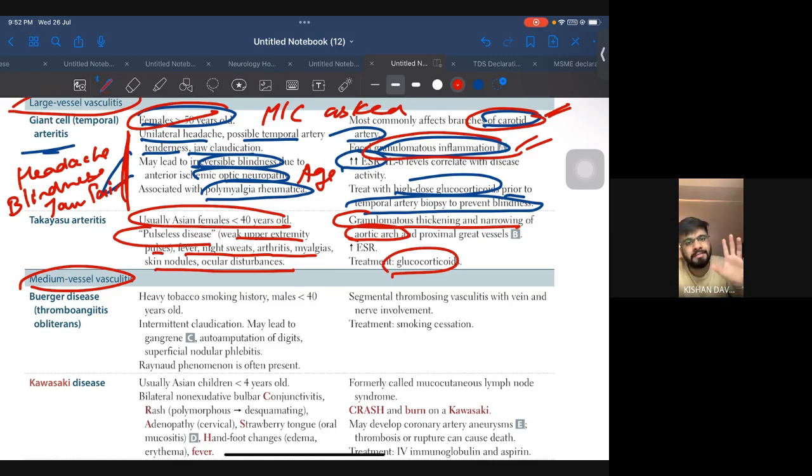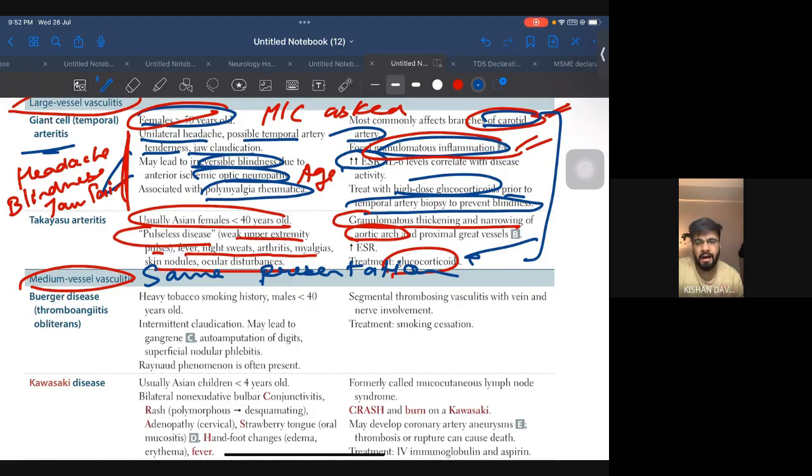So see, mostly everything will be same. I am repeating again, there will be same presentation. These two will have the same presentation, but you have to look at the age and you have to look at the artery. Here it is aortic arch, whereas in giant cell temporal arteritis it is carotid artery. Okay, so this is how you will be distinguishing between Takayasu and giant cell temporal arteritis.